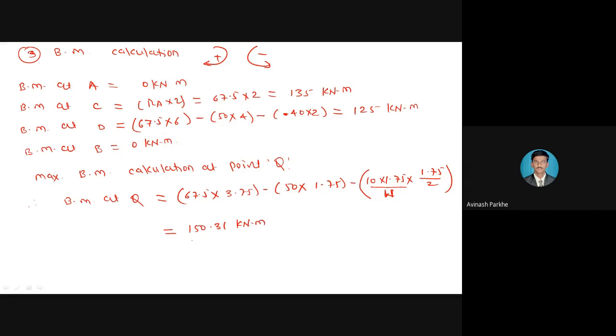Kilonewton meter. Please check your answers. Others, yes, 150.31. Yes, sir. If you compare the bending moment value of point Q with the other points, at point A, 0 is there, so Q is maximum. At point B, again 0 is there. At point C, 135 is there. And at point D, 125 is there. That means 150.31 is the maximum bending moment value.